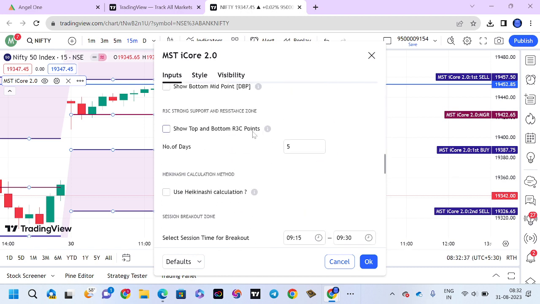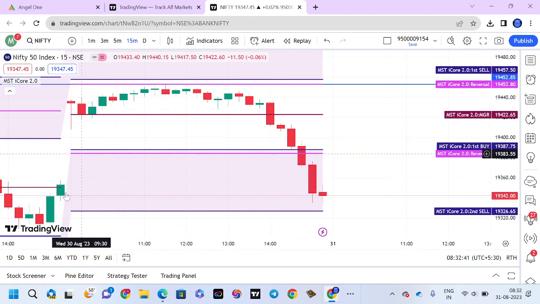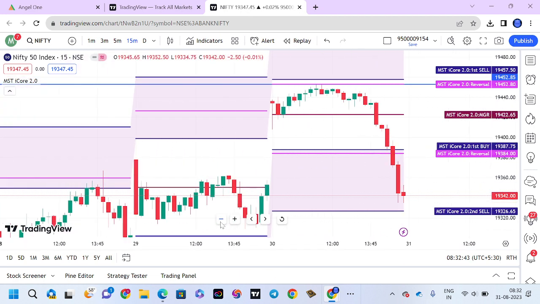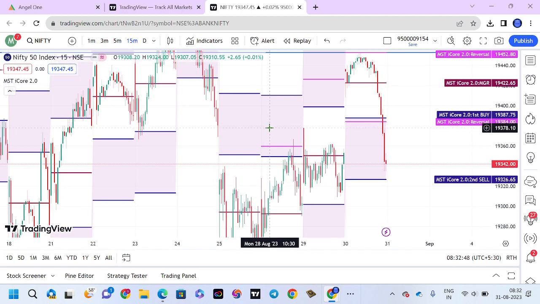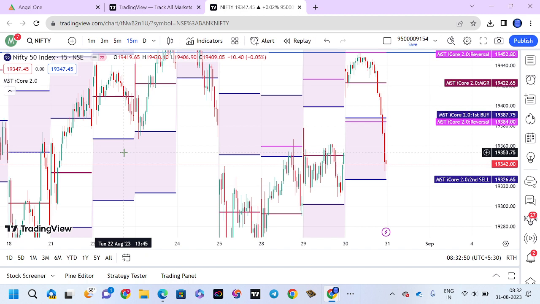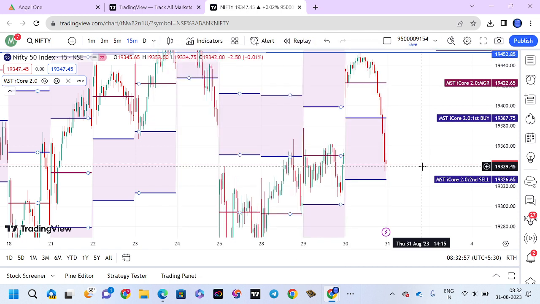So 5 days means if you see beyond 5 days, you will not be able to see these lines. So that is the thing. Only for 5 days these lines will be available. Here, up to here only it is available. Previous days it will not take for the calculation. So that's why I have given the 50 days. If you want, you can give a maximum of 500 also.